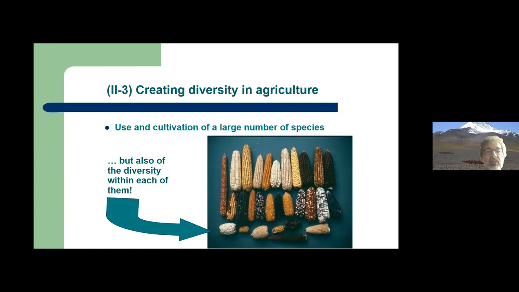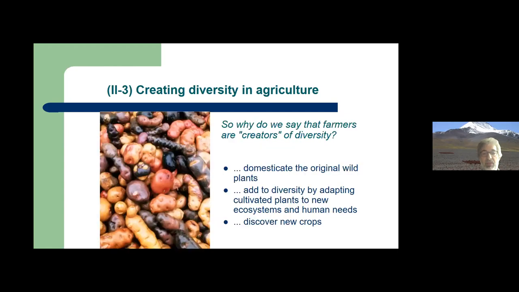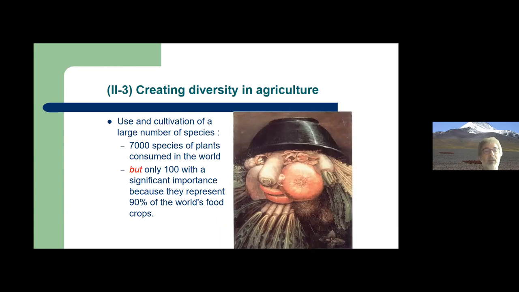The cultivation of many species is very important, but also the diversity within each of them. For example, here we have potato in the Andes, where farmers domesticated the original wild plants, added to diversity by adapting the cultivated plant to new ecosystems and human needs, and discovered new crops from crop wild relatives through possible intercrossing.